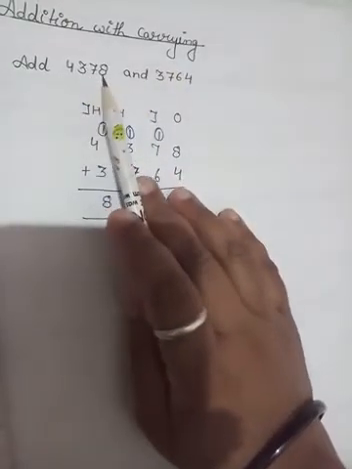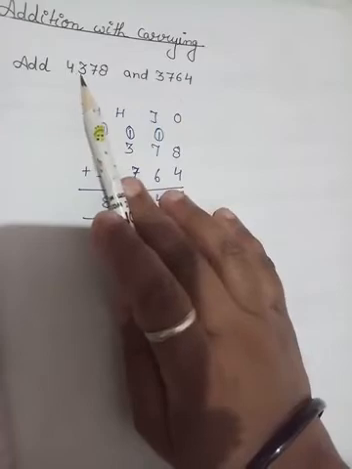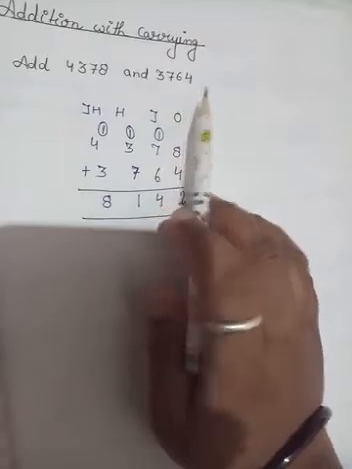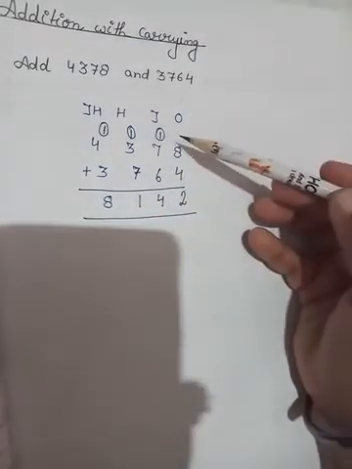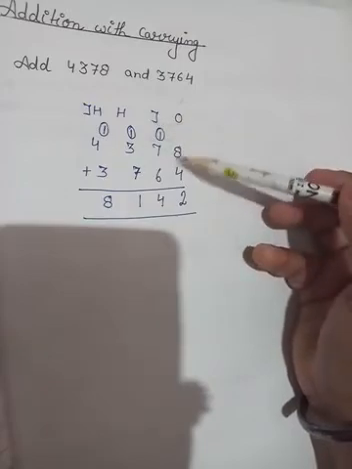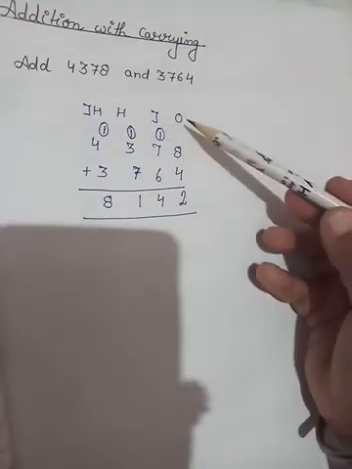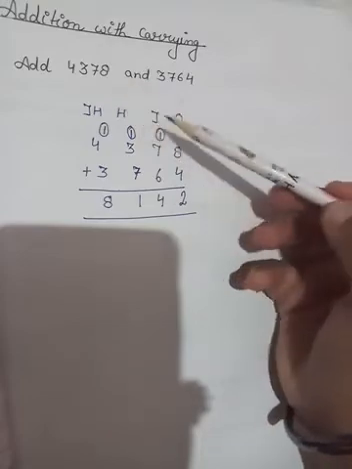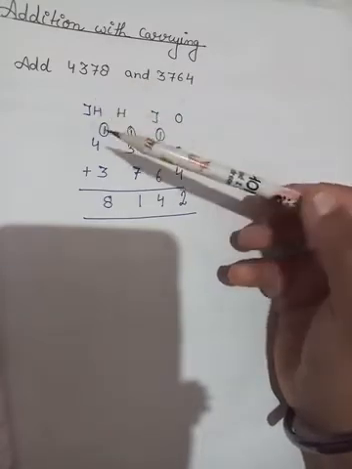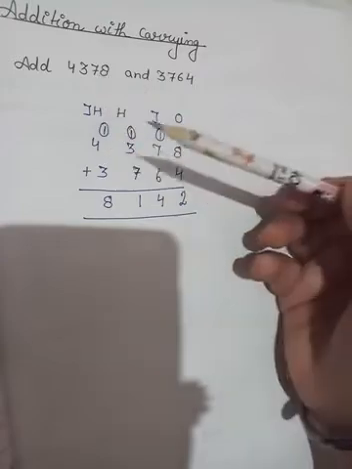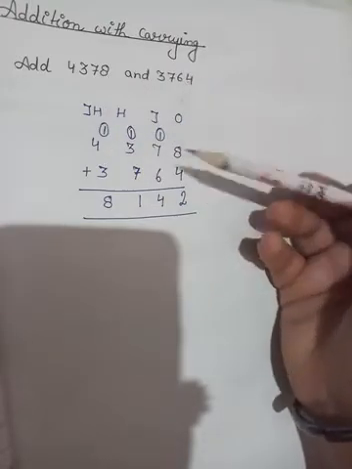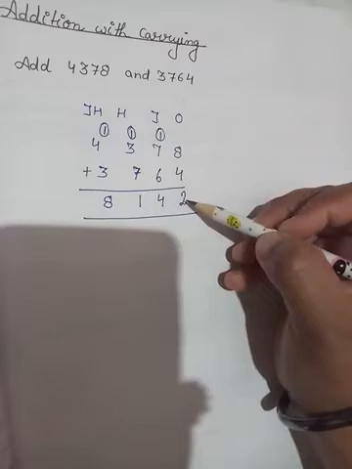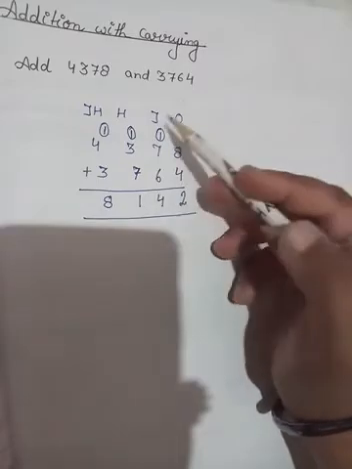Okay, now we are moving towards our next topic, which is addition with carrying. Let's discuss it with the help of an example. Here we have to add 4378 and 3764. First of all, we will arrange the given number in form of column as here I had done. Here at the place of ones, we will write these number. At the place of tens, we will write this number, and at the place of 100 we will write 3, and at the place of 1000 we will write 4.